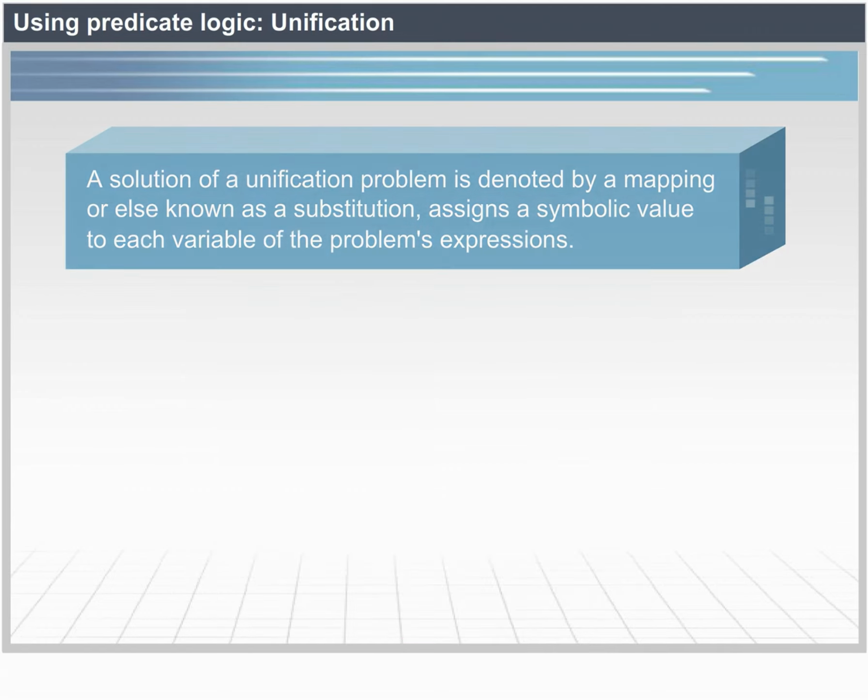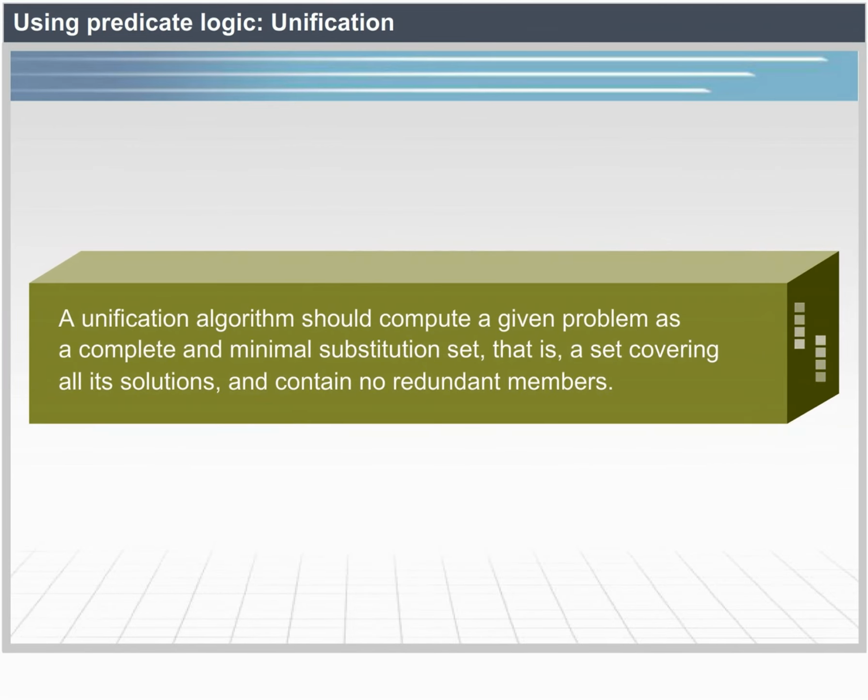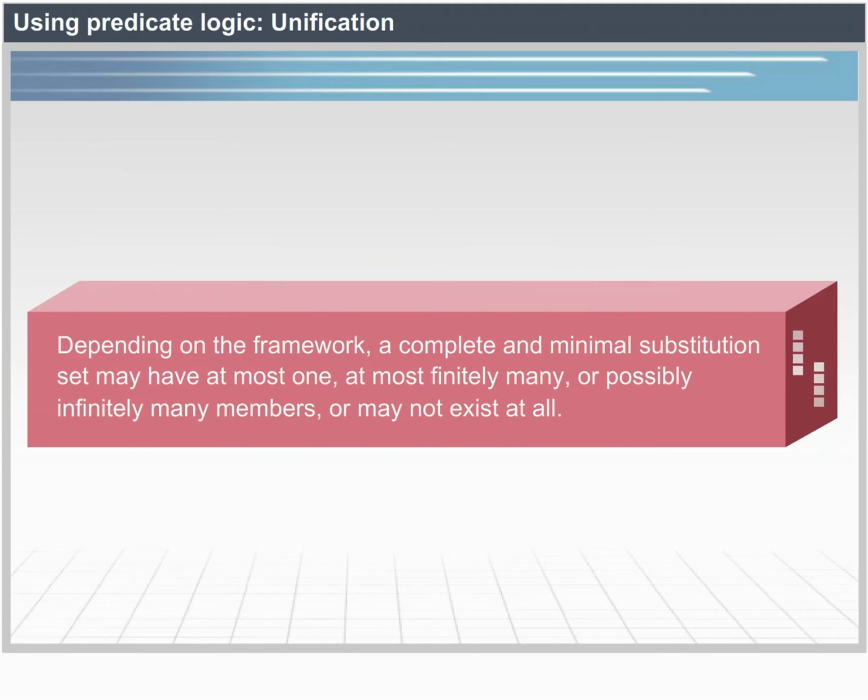A unification algorithm should compute for a given problem a complete and minimal substitution set, that is, a set covering all its solutions and containing no redundant members. Depending on the framework, a complete and minimal substitution set may have at most one, at most finitely many, or possibly infinitely many members, or may not exist at all.